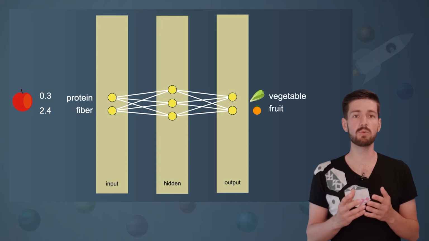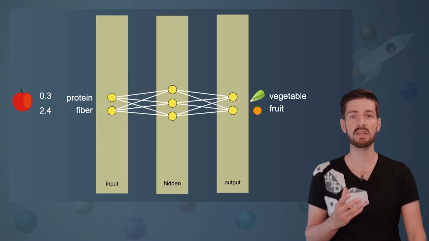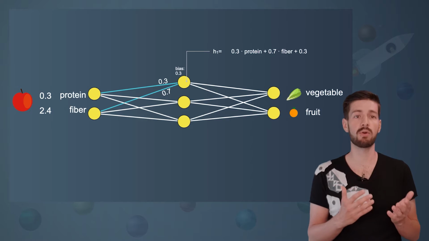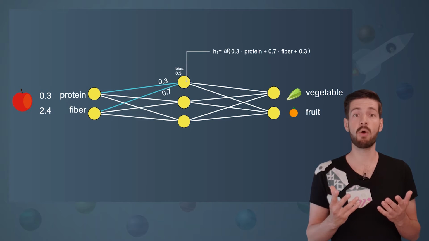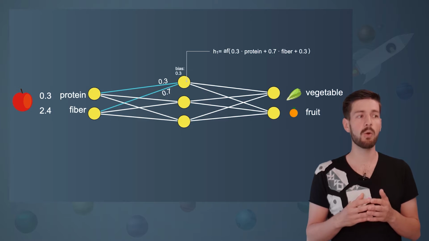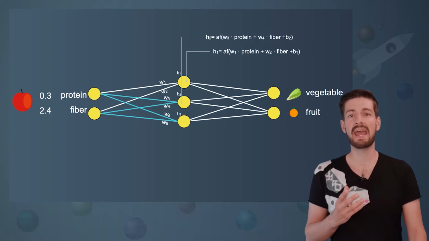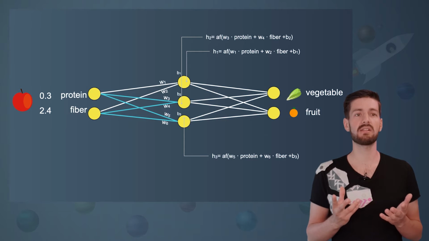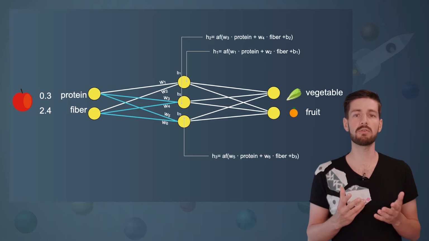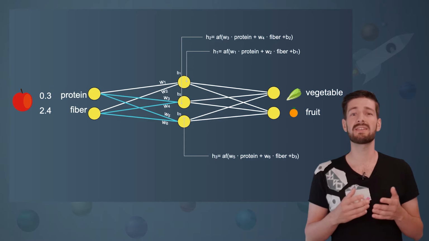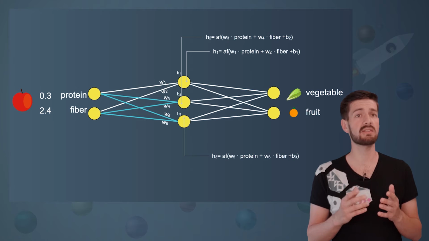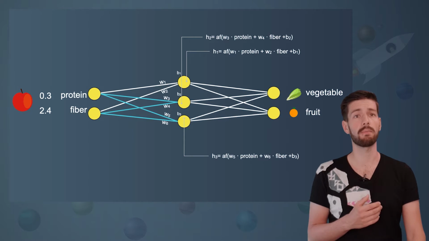For each of these neurons, we need to calculate the weighted sum of the inputs. So for the first neuron in the hidden layer, that is 0.3 times protein plus 0.7 times fiber, then we add the bias of 0.3 and apply our activation function, which I'll just call AF for short. The same applies to the other neurons in the hidden layer. Instead of using specific numbers, I'll just stick to placeholders here, so W1, W2, and so on. So the second hidden neuron calculates weight W3 times protein plus weight W4 times fiber, adds the bias, applies the activation function, and so on.